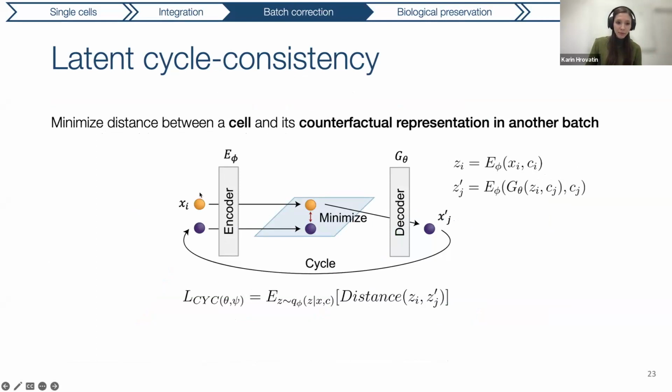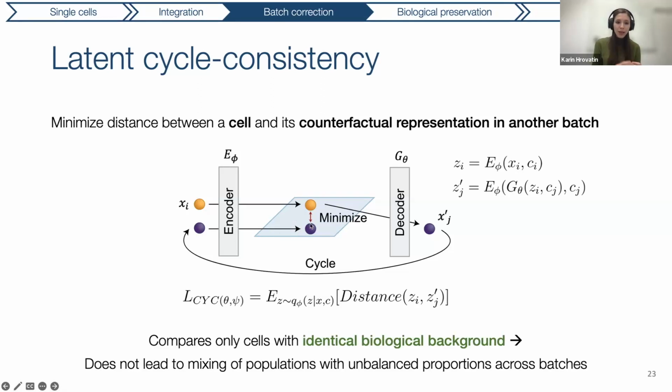So what happens here? We take a cell, we put it through the encoder, and then when we decode it, we swap the batch information so that we get a counterfactual representation from another batch. Then we input this representation back to the encoder to get a latent representation, and then we push those two together. Therefore, we're always comparing only cells with identical biological background across batches, which means that we won't have mixing of populations with unbalanced proportions across batches, as we had in adversarial learning.